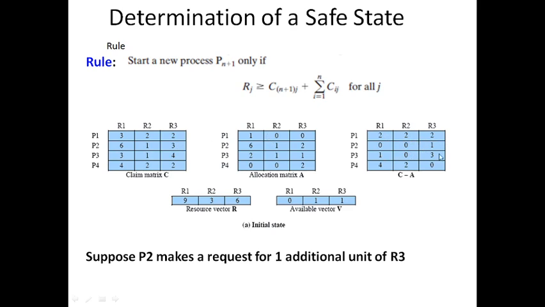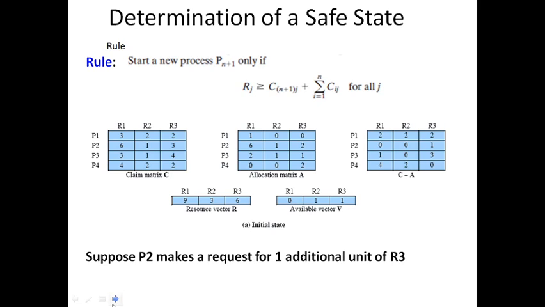So in this way we calculate the C minus A and keep it here, and the resource vector is given as 9 3 6. With the help of the allocation we can easily calculate the available. This is not given in the problem, but it was calculated with the help of the allocation. So resource minus allocation is what is available. So we can calculate the available in this way.